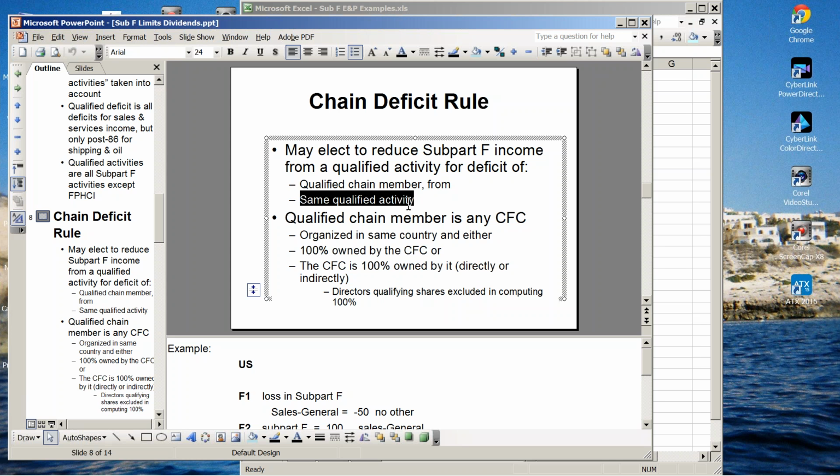If both companies are engaged in the widget business, then that's the same activity. If one is engaged in the widget business and one is engaged in building dams, that's not the same activity, and the mere fact that one has a deficit won't let you offset it against the other.